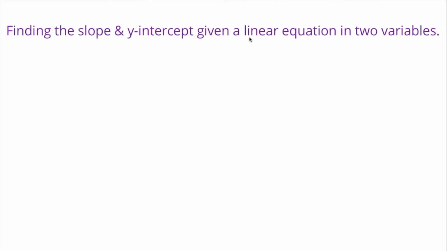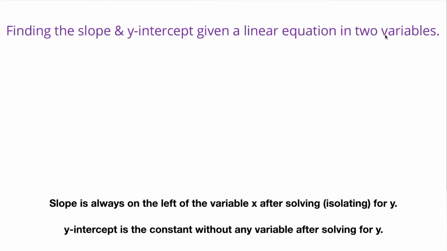Finding the slope and y-intercept given a linear equation in two variables. So we look into different examples to find out slope and y-intercept. First, what is slope-intercept form? Slope-intercept form is y equals mx plus b, where m stands for the slope and b stands for the y-intercept.